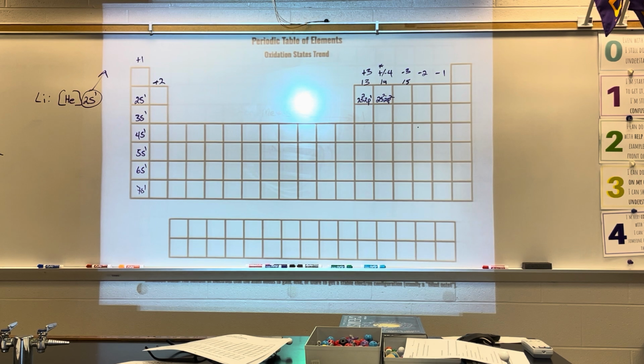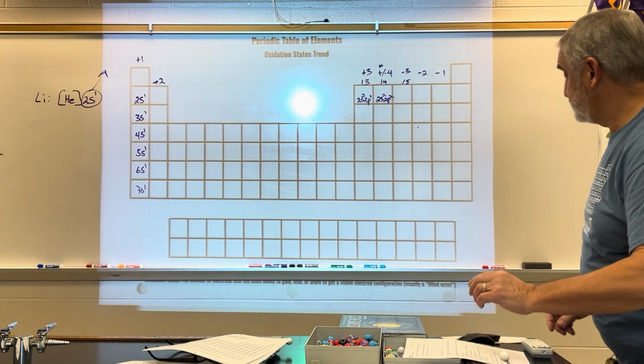If it ain't broke, don't fix it. So there's your oxidation states. That's going to be huge for us in bonding next unit. But it's pretty easy. +1, +2, +3, plus or -4, -3, -2, -1. 1, 2, 3, 4, 3, 2, 1. It's all about getting the noble gas configuration. All right. Now, that was quick.